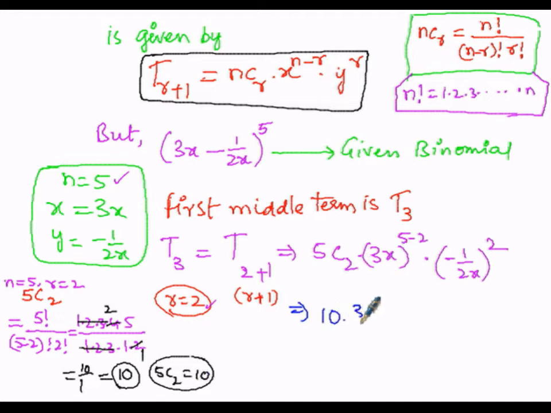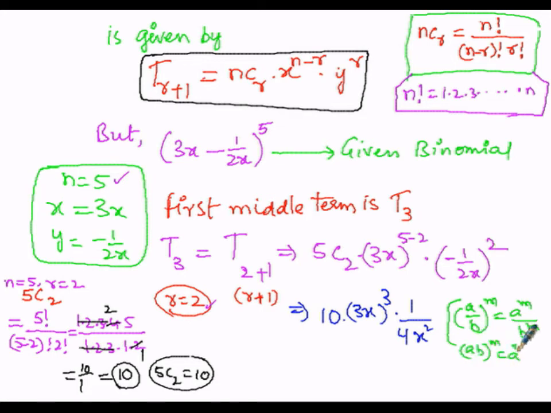Then that implies 5C2, which is 10, into (3x) to the power of 5 minus 2, which is 3, into minus multiplied twice, where minus of minus is plus. Then 1 square, since the square is applicable for both numerator and denominator. It is in the form of (a by b) whole power m, which is a power m divided by b power m. So 1 square is 1, divided by (2x) whole square. 2 is multiplied twice, so 2 square is 4, and x square. Here I have utilized the identity (a by b) whole power m equals a power m divided by b power m, and also (ab) whole power m equals a power m into b power m. So we have utilized both the identities.